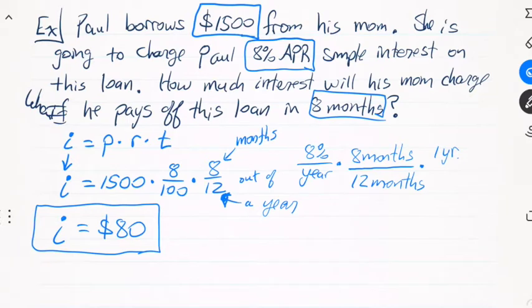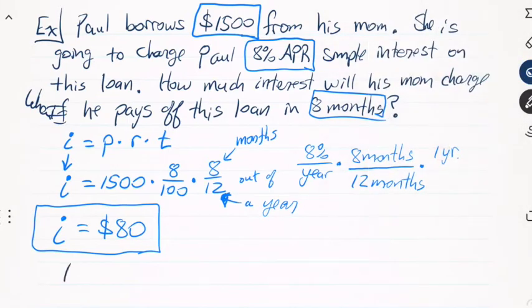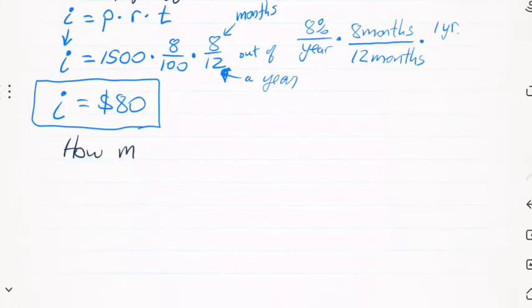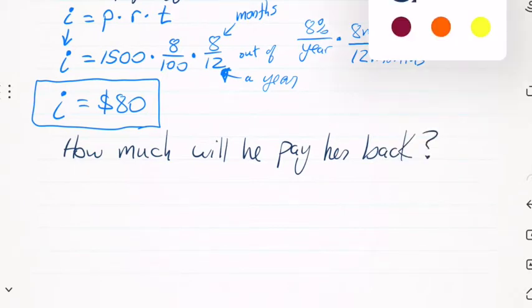So then next question, which is kind of obvious, how much will he have to pay back? And this gets into another concept that's really important to understand. It's one of those, what I consider common sense formulas, because it makes sense that if he borrowed $1,500, she's charging him $80 for the borrowing. She's going to want both of them back, the $1,500 and the $80. So we get this formula.